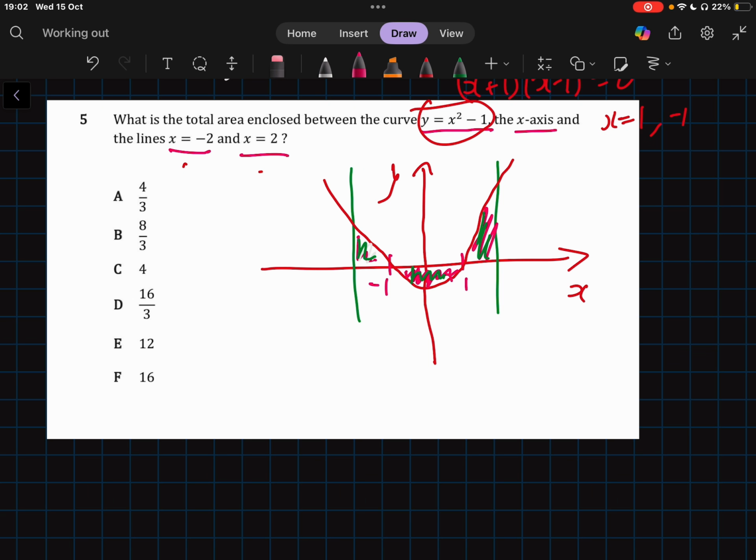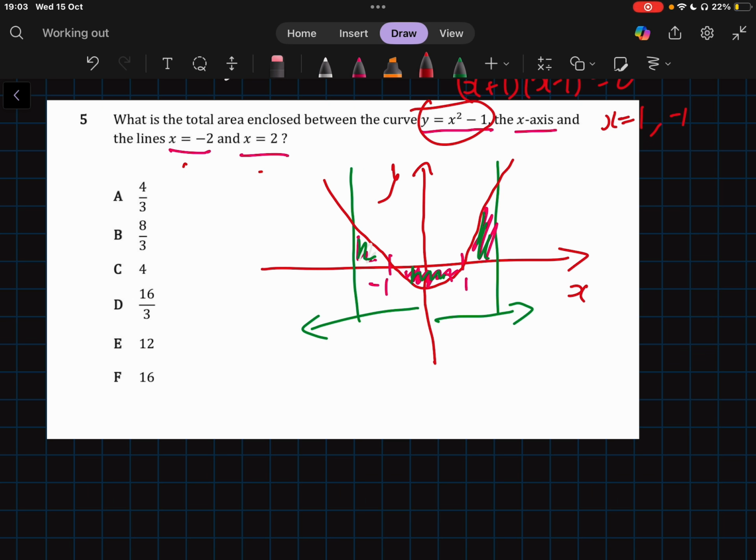If you want to split it up into 2 separate intervals, you must first notice that y equals x squared minus 1 is symmetrical about the y-axis. So I could just find the area under the graph on the left side or on the right side and double it, and I'll get the total area that the graph makes with the x-axis between x equals minus 2 and x equals 2.